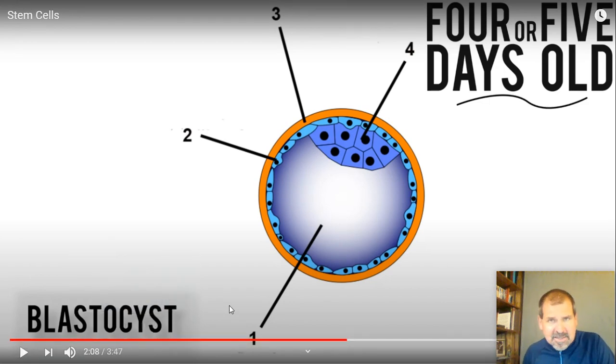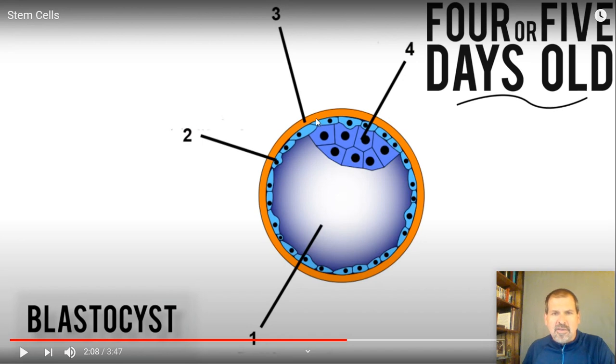So sperm fertilizes egg. And then after about 4 or 5 days, that one cell divides into 2, those 2 divide into 4, and so on and so on. When it gets to 16 cells, it starts to form this sphere of cells or ball of cells called a blastocyst. So we're cutting through the blastocyst. This is about 200 to 300 cells in size, 4 to 5 days old.